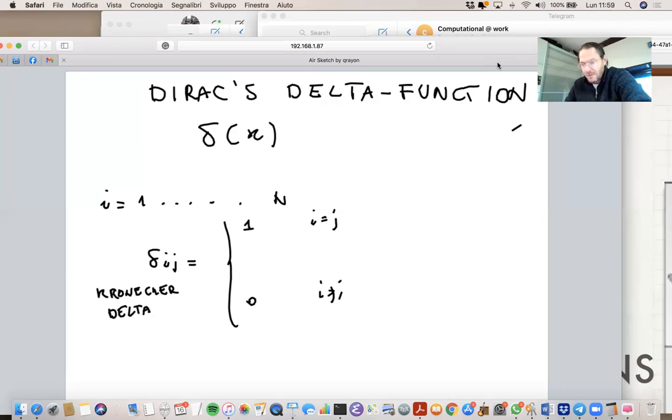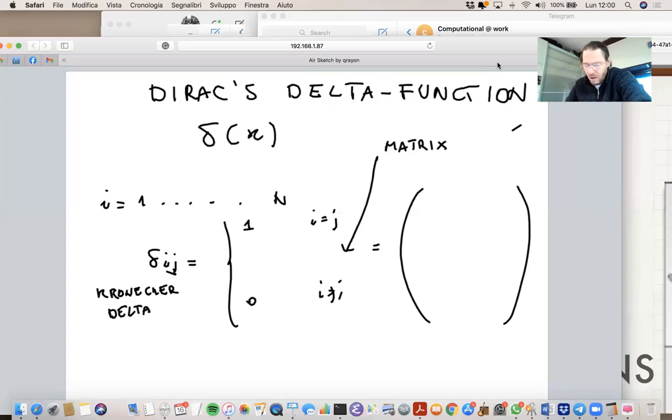Now, since it has two discrete indexes, I can represent this mathematical object as a matrix. And what kind of matrix is it? Well, it's a matrix which is 0 when the two row and column labels are not the same, so outside the diagonal. And it's 1 on the diagonal. So the Kronecker delta is just the identity. Very good. So far everything is really embarrassingly simple.